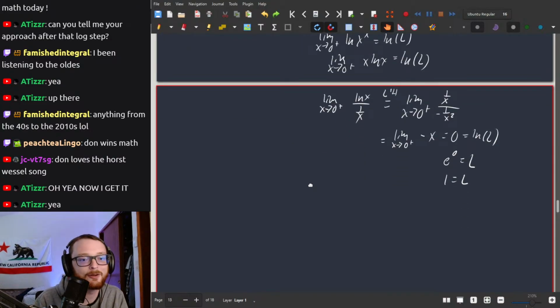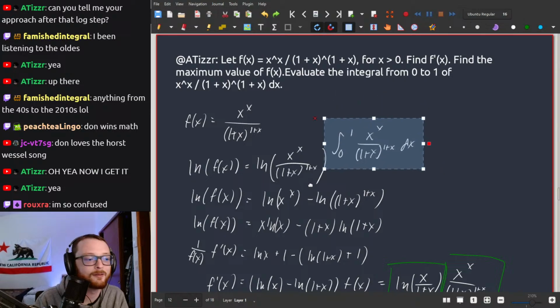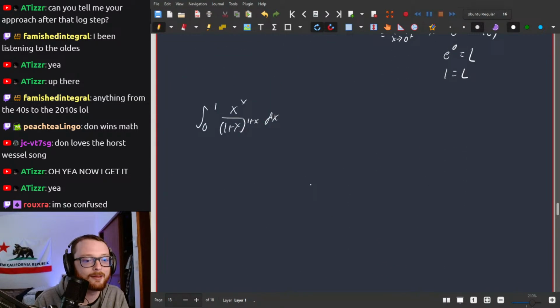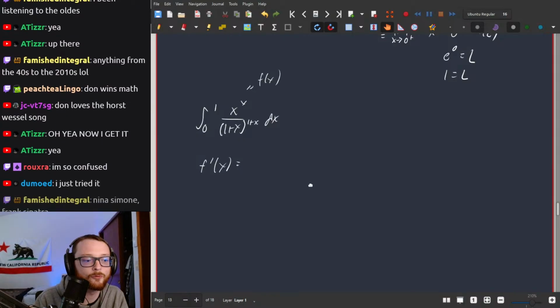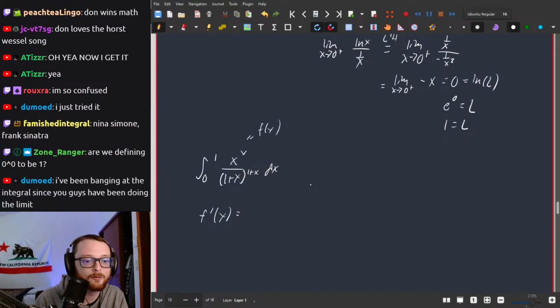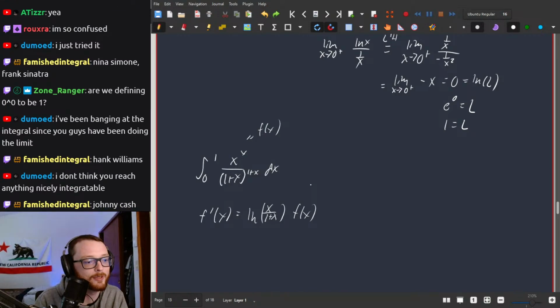So yeah, for the integral piece, I think Zach is on to something. Because this is f of x. And Zach did point out that f prime of x is equal to ln x over 1 plus x times f of x. And it feels like something about this could be helpful for this integral. I'm not quite sure what yet, though.